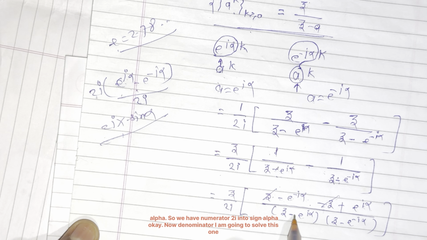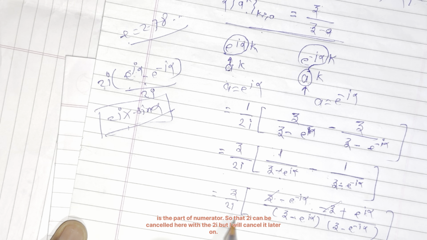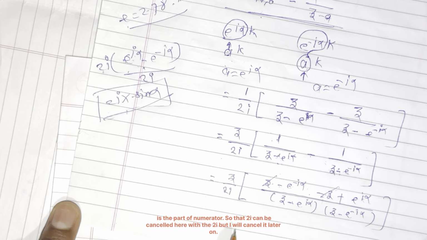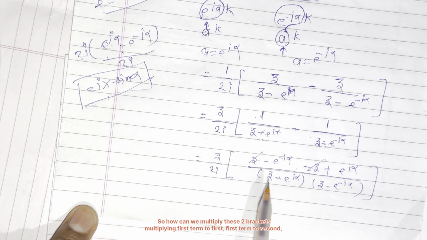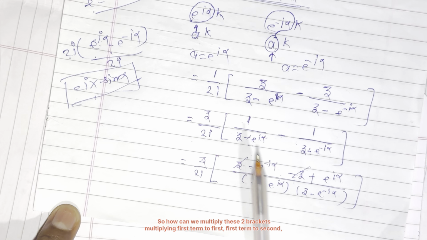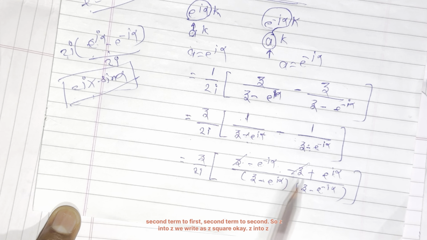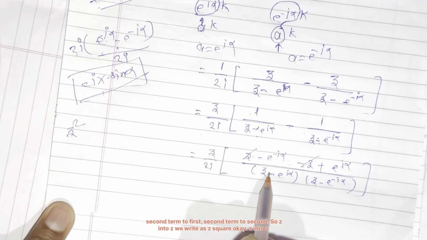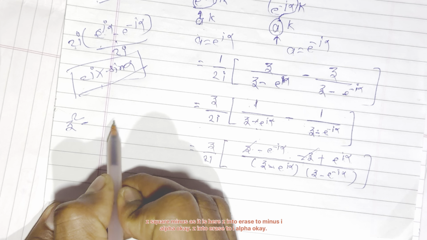Now the denominator I'm going to solve. This one is the part of the numerator, so that 2i can be cancelled with the 2i, but I will cancel it later on. I don't want to make you all confused. I want the multiplication of these two brackets. How can we multiply these two brackets? Multiply first term to first term, first term to second term, second term to first, second term to second. So z into z, we write z square. Then minus, as it is here, z into e raised to minus I alpha.